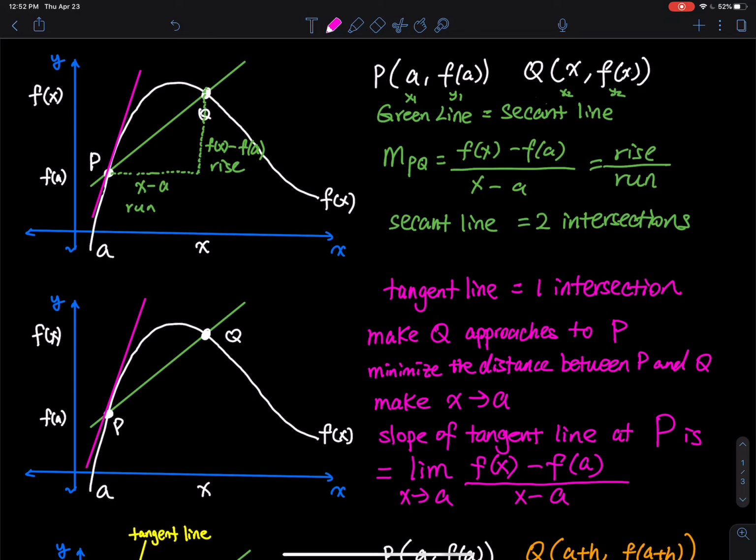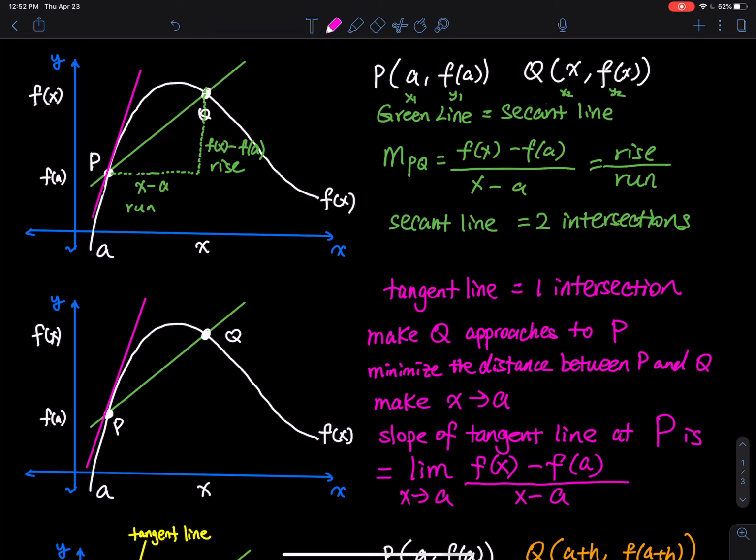What is a tangent line? Look at the pink line. Tangent line is one intersection. It's a straight line that touches the curve one time only. One time only means one intersection. How do you go from a green line to a pink line? From green to pink, from secant to tangent. To go from 2 points to 1 point, all you have to do is shrink the distance, or minimize the distance between point P and point Q.